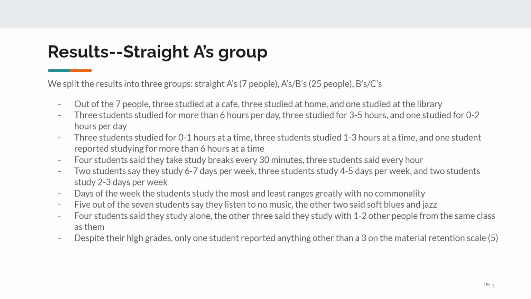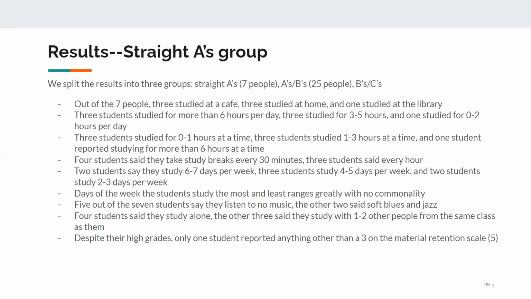And then 5 out of the 7 students said that they listened to no music while they study, and the other 2 said they listened to soft blues and jazz respectively. 4 students said that they study alone, and the other 3 that they study with 1 to 2 other people from the same class as them.